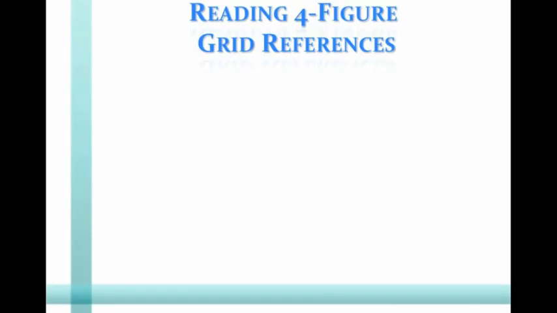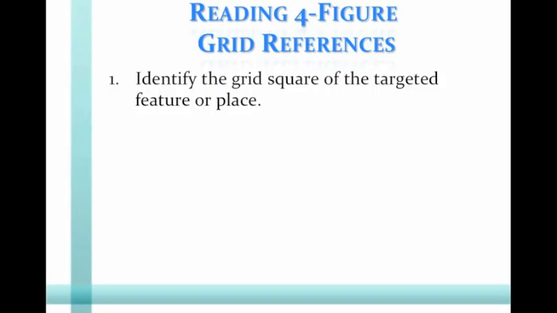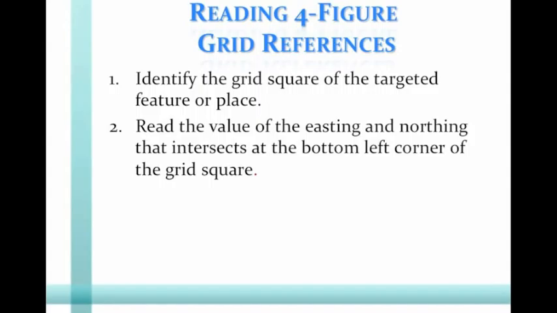Reading 4-figure grid references. To read 4-figure grid references, you must first identify the grid square of the targeted feature or place. Second, you will read the value of the easting and northing that intersects at the bottom left-hand corner of the grid square.